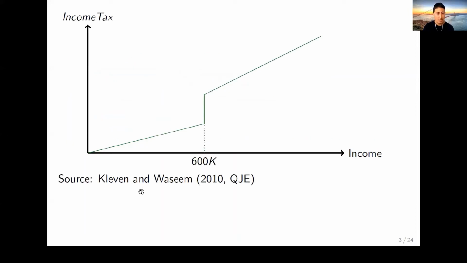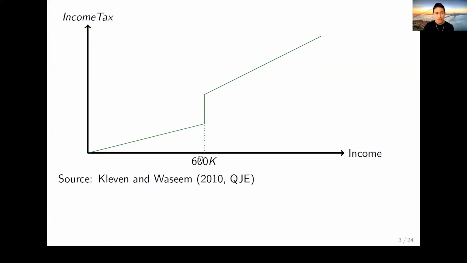This is from a paper by Clavin and Wassam in the QGE. What I'm going to be talking about in Pakistan is the income tax. In this graph, I'm plotting income on the horizontal axis and the income tax on the vertical axis. There are a couple of features of this income tax schedule. The first one is, as expected, the income tax is progressive, in the sense that if you're a richer person, if you have more income, you're going to pay more income taxes.